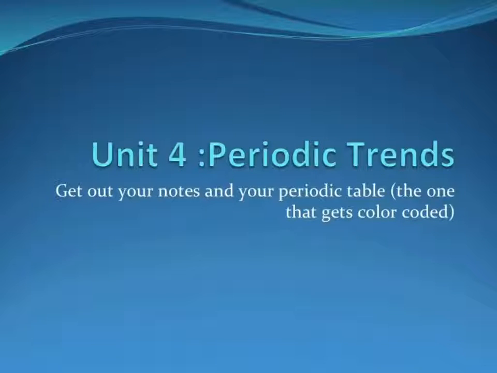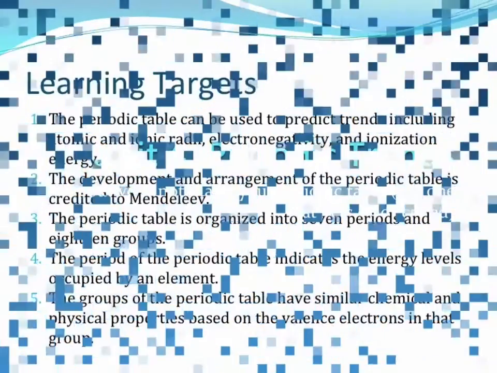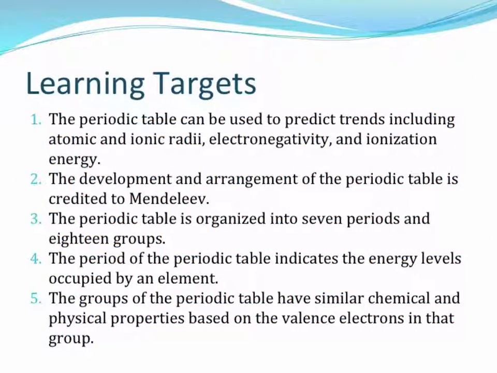All right, so periodic table and the periodic trends. Some of the learning targets are that you need to know that the periodic table has trends, and those trends help us see, we can predict what's going to happen with the next element because of these trends. The first periodic table was credited to Mendeleev, and I'm going to go back over this. It's organized into 7 periods and 18 groups.